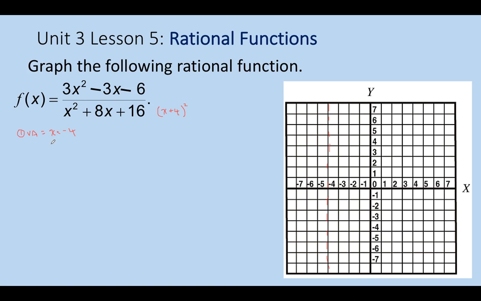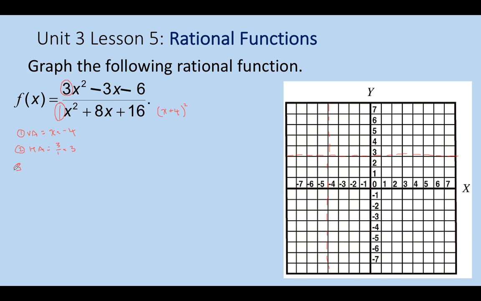My horizontal asymptote, so step number 2, horizontal asymptote. Remember, this is the case where if the degrees are the same, I'm going to look at the leading coefficients, and I just go ahead and divide those. So 3 divided by 1 is 3. Okay, so x equals 3 is my horizontal asymptote. And that's going to be a good guide for me here.